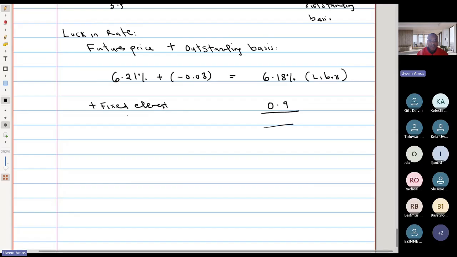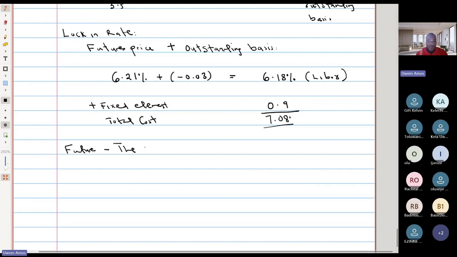And that gives us our total interest cost of 6.18 plus 0.9. 6.18 plus 0.9 gives us 7.08.